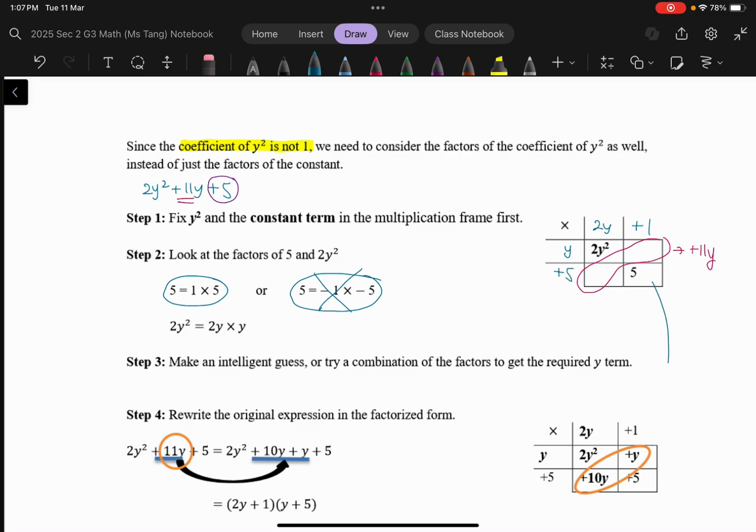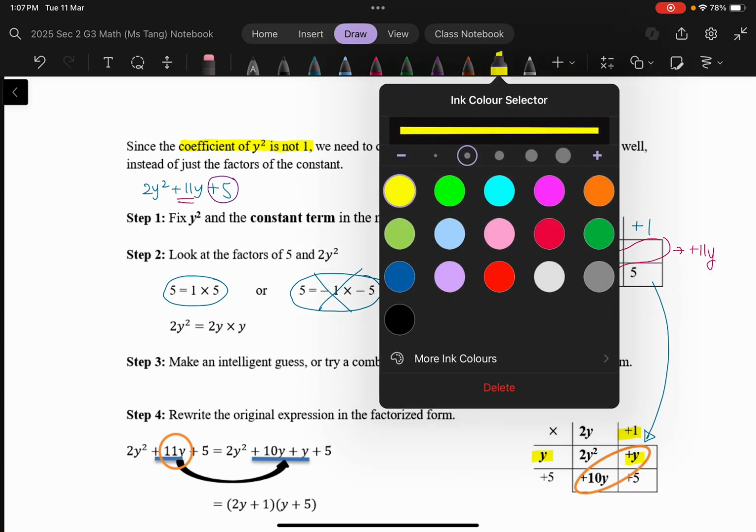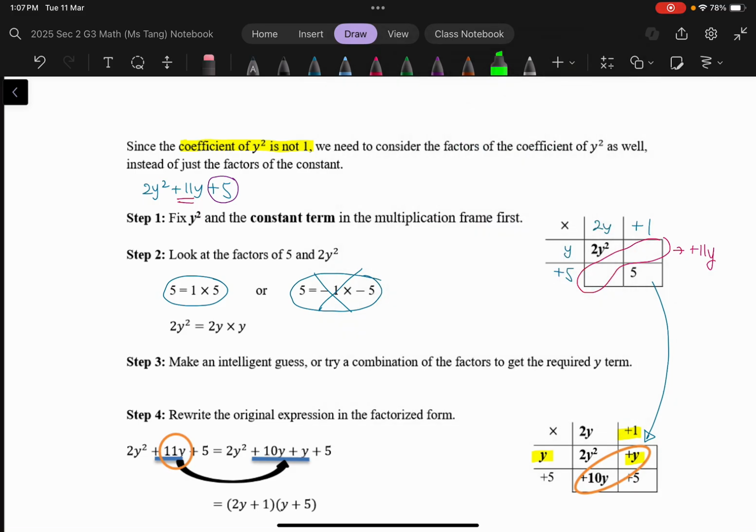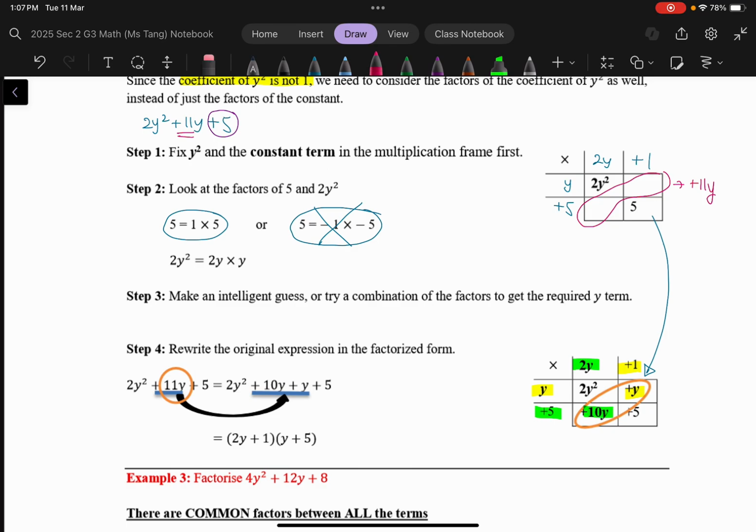And then now we use the multiplication frame to check. So 1 times y gives us positive y, and 2y times 5 gives us positive 10y. And when we add them up together, we get 11y. So the final answer is open bracket 2y plus 1 close bracket, and then open bracket y plus 5 close bracket.